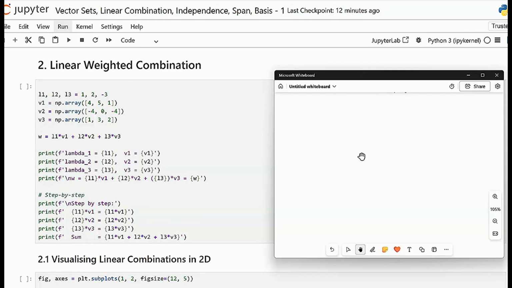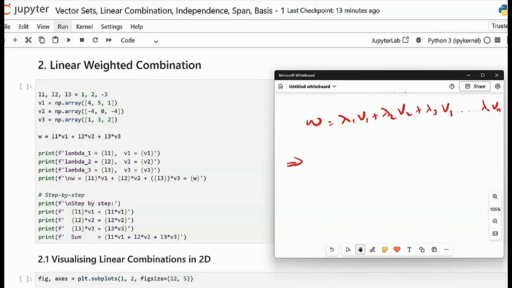Linear weighted combination is also called a linear combination or linear mixture. It takes a set of vectors, multiplies each by a scalar weight, and sums the result. So it takes a set of vectors and a scalar weight: here the scalar weight lambda 1 and vector v1, lambda 2 and vector v2, scalar lambda 3 and vector v3, and so on until lambda n and vn.